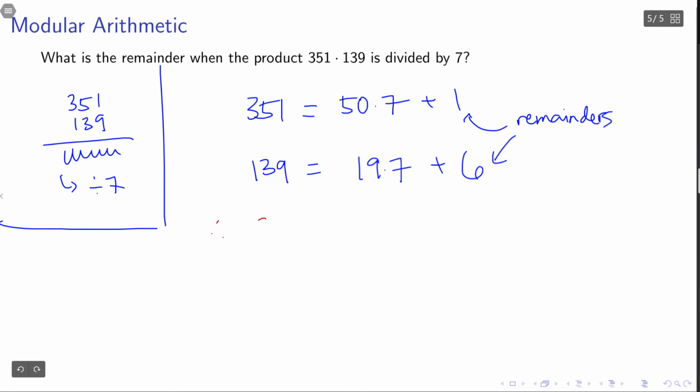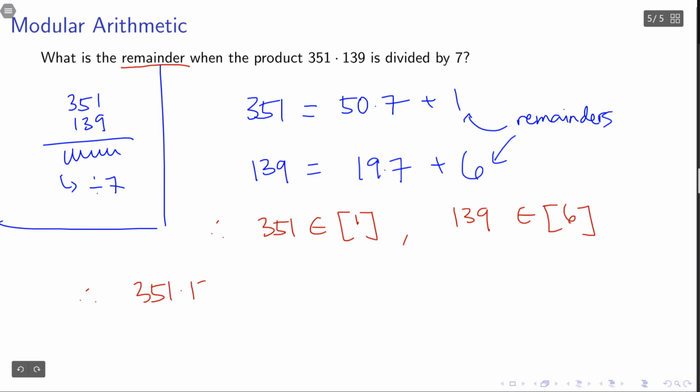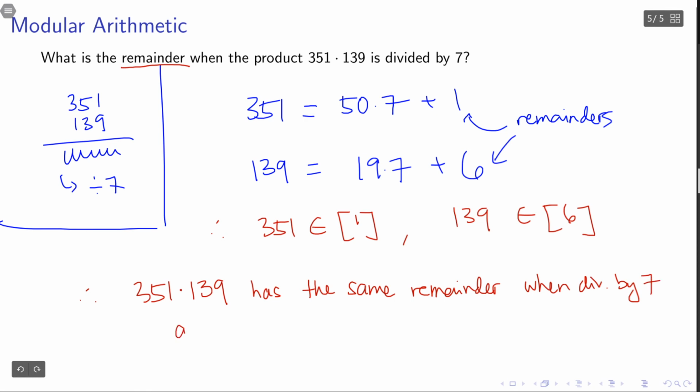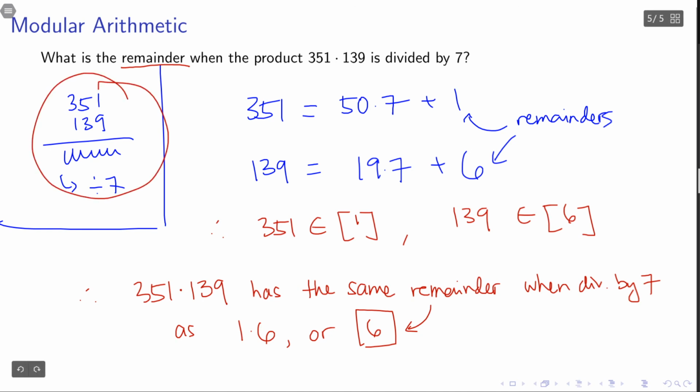And what this tells me is that 351 is in the congruence class of 1, and 139 is in the congruence class of 6. Which means, since we're just looking for the remainder, 351 times 139 will have the same remainder when you divide by 7 as just the product 1 times 6. Or simply that it has remainder 6. Right? And we were able to get that without having to do this multiplication on the upper left.